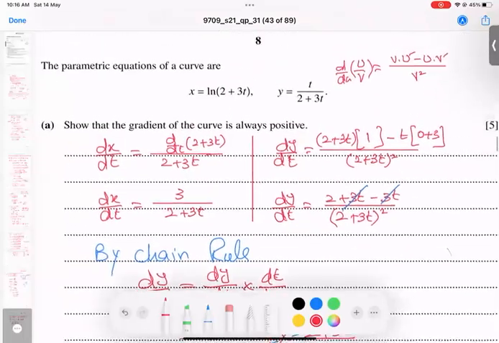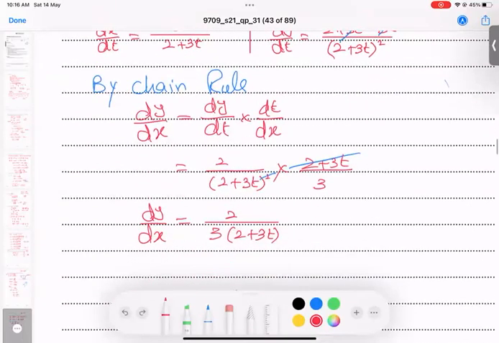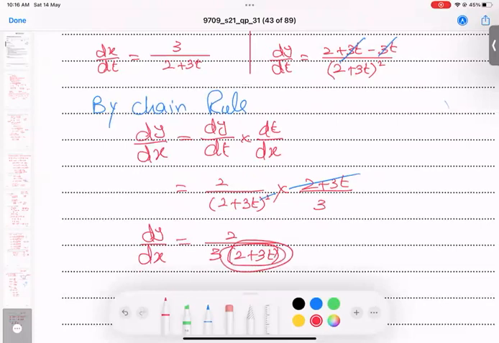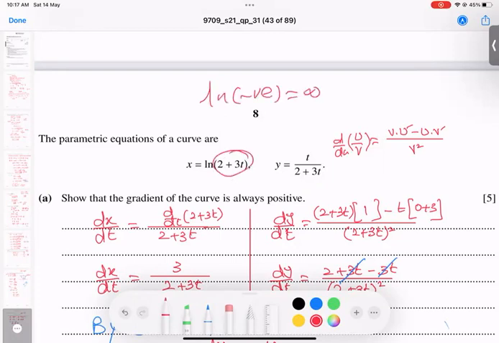But now he's asking to show that the gradient of the curve is always positive. How to convince the examiner whether it is positive or negative? It is not depending upon the 2 and 3, it is depending upon this t, or you can see the value in the bracket. And you can see one common thing: this 2 plus 3t in the bracket is present in both functions. And you know both must be defined and must be positive. For example, the logarithm of a negative value is undefined. It means this value must be positive.